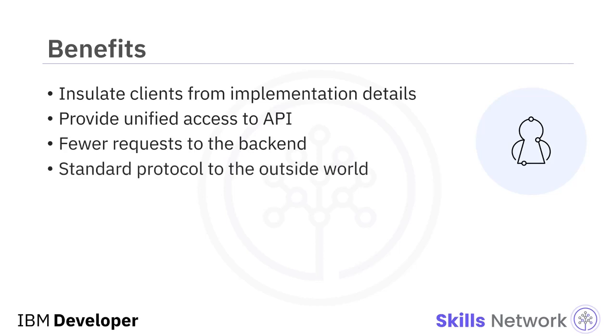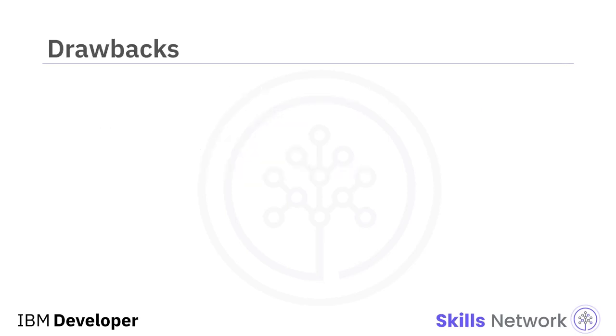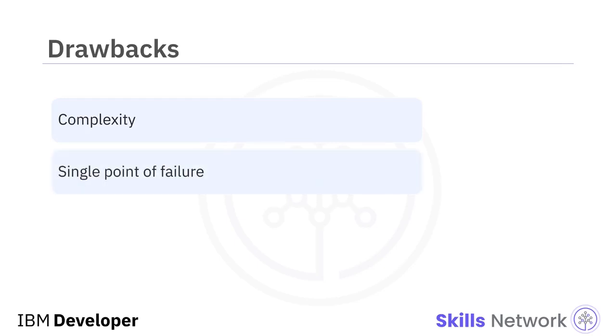And irrespective of how your microservices communicate internally, an API gateway will provide a standard protocol to communicate with the outside world. Now, although an API gateway provides many benefits, it also has some drawbacks. It is another component that needs to be developed and maintained. In addition, if not designed carefully, it can become a single point of failure in an application. Also, a gateway will increase the response time due to this additional network step in the execution of the application.